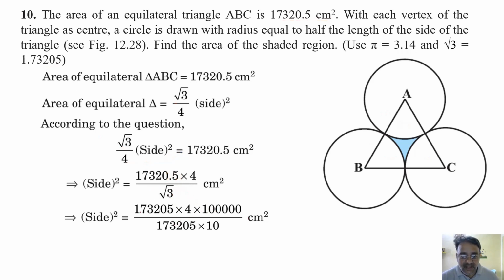Yes, sir. Okay. Now see, this 2 will be cancelled. These two are cancelling and here one 0 we can cancel. So we'll get 40,000. Okay. Side square is equal to 40,000. So what will be the square root of 40,000? 40.